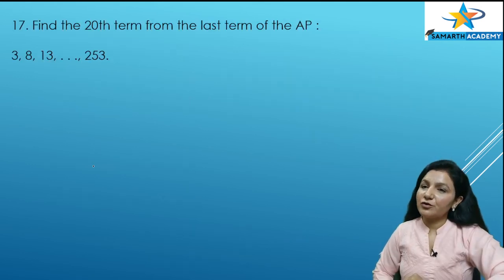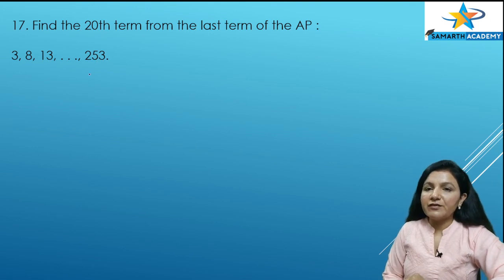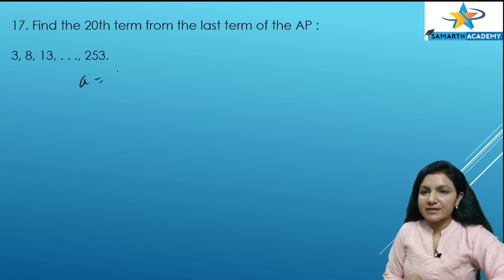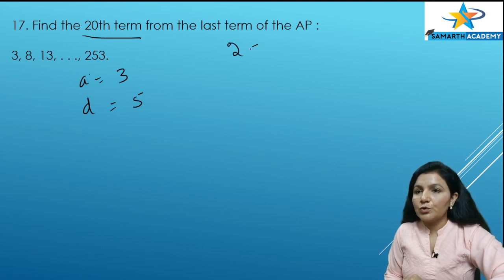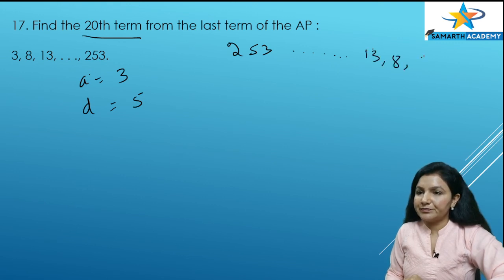Find the 20th term from the last of the AP 3, 8, 13, up to 253 and so on. If I consider this AP, A is 3 and D is 8 minus 3, that is 5. But he is asking the 20th term from the last. So 253 and so on up to 13, 8, 3. So he is asking the 20th term over here.